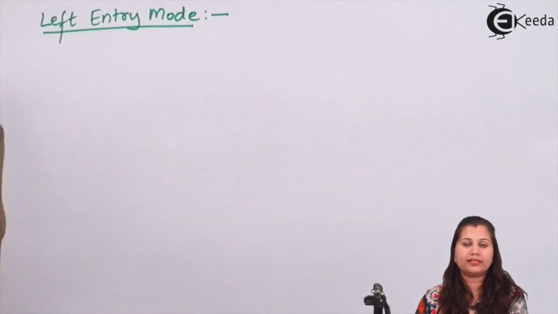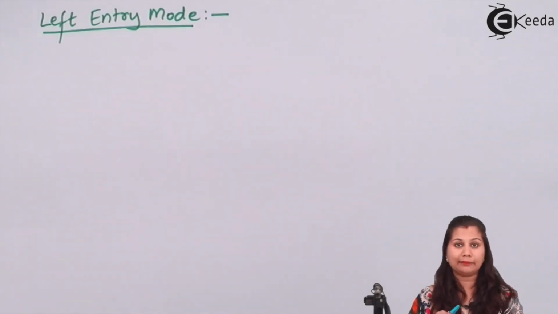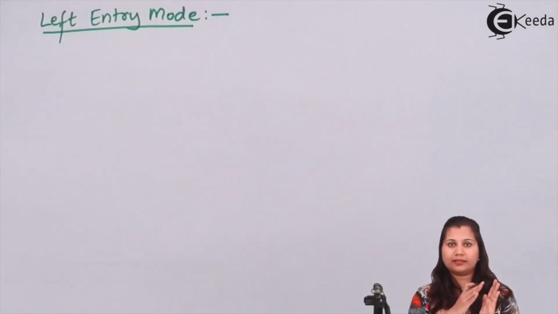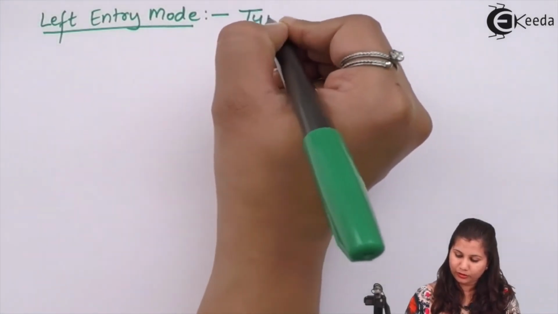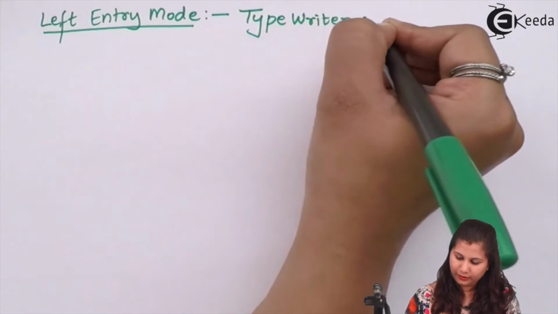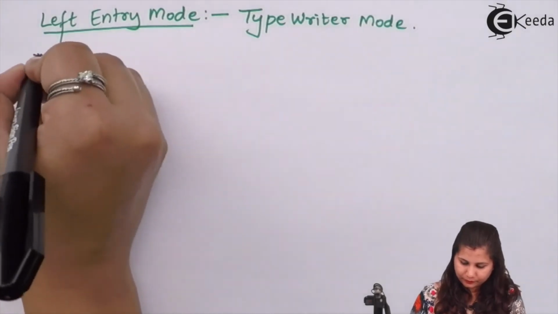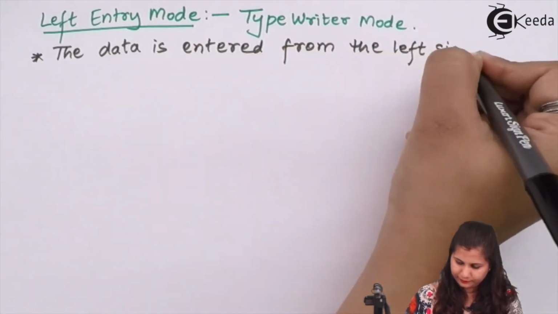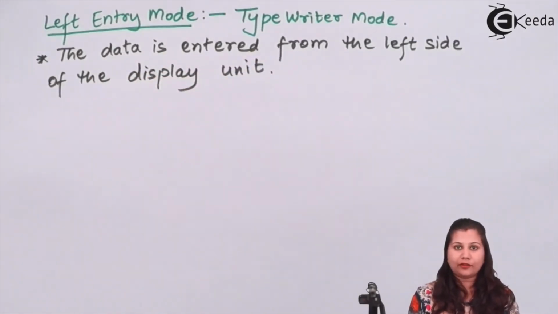Now left entry mode means the data is going to enter from the left side, just like in typewriters. Whenever we type the data in a typewriter, the first character appears on the left side of the page, and then it starts printing the next characters. So this left entry mode is also known as the typewriter mode, because in a typewriter also the character is first entered on the left side and then the further characters are printed. So the data is entered from the left side of the display unit.